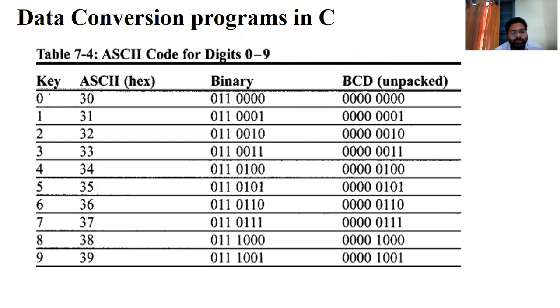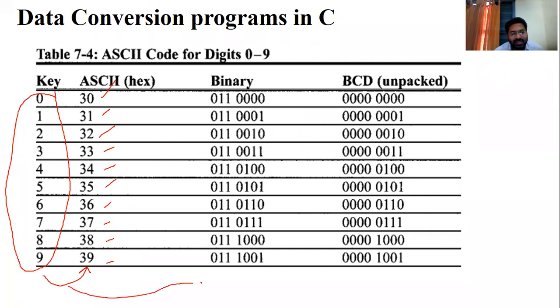Now see this. In the keyboard, you press the decimal numbers 0 to 9. In ASCII format, 0 is 30, 1 is 31, 2 is 32, 3 is 33, 4 is 34, and so on. So decimal to ASCII conversion is like this.